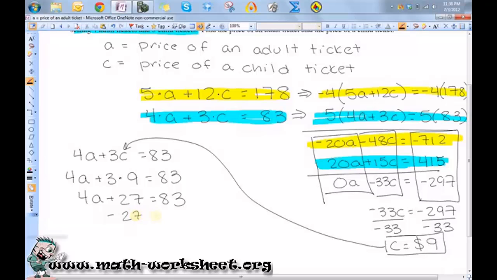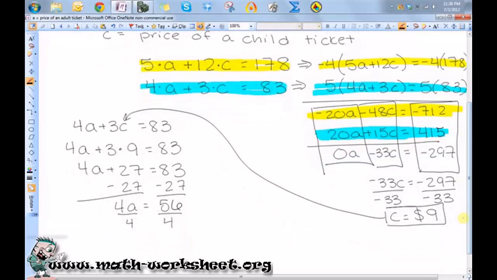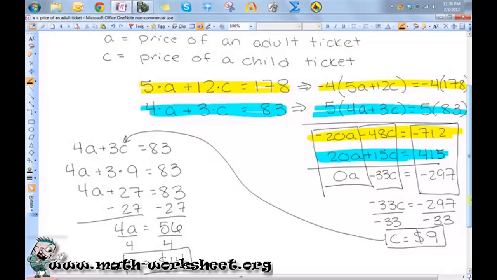Subtract 27. So 4a is equal to 56. Then divide both sides by 4. So I get a is equal to 14. So what I have here, remember A represents the price of an adult ticket, so the price of an adult ticket is $14, and the price of a child's ticket is $9.